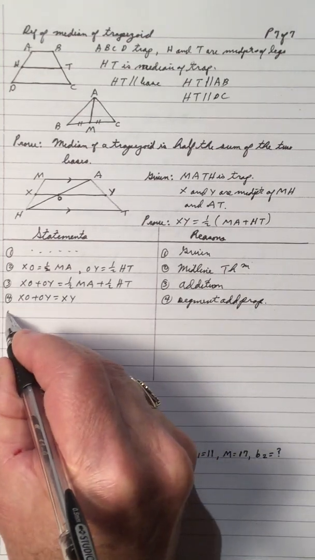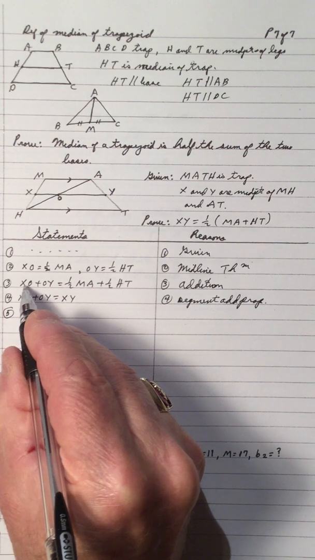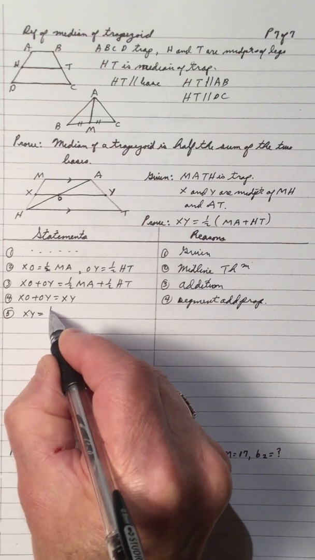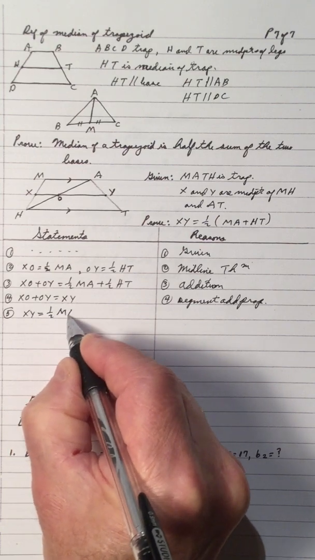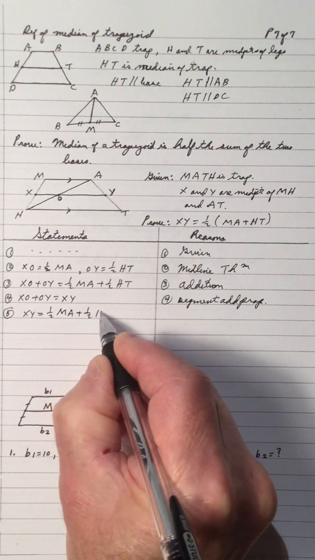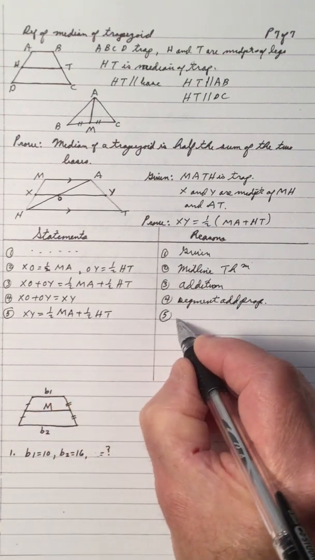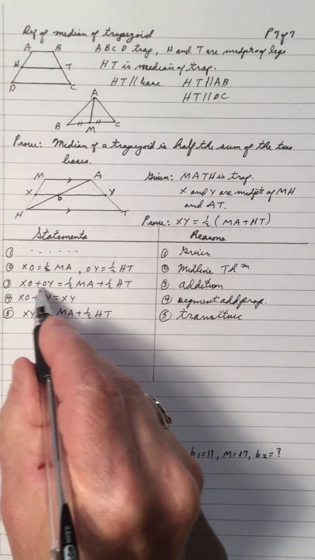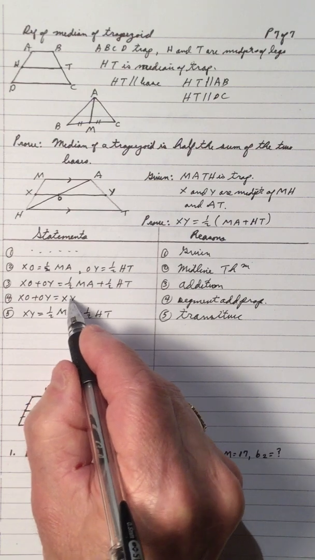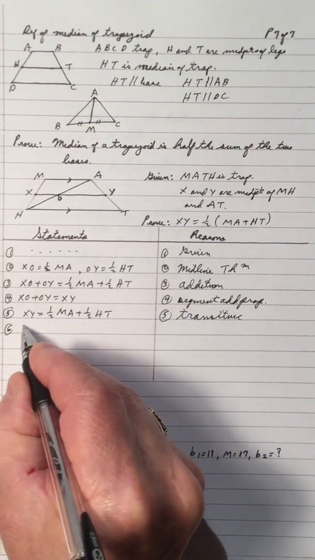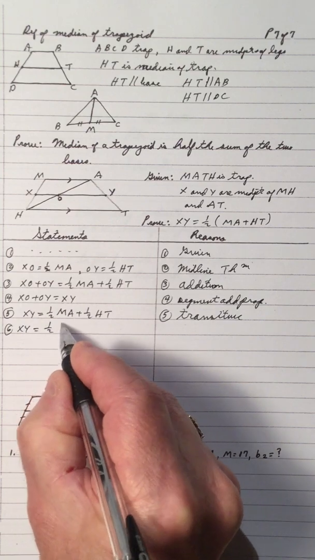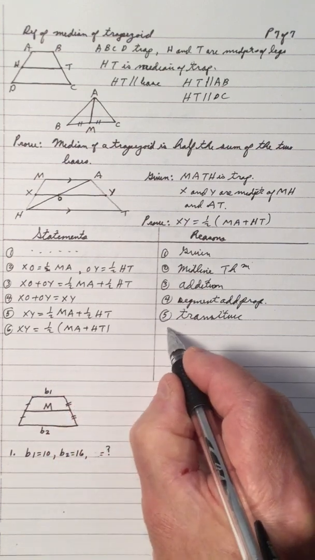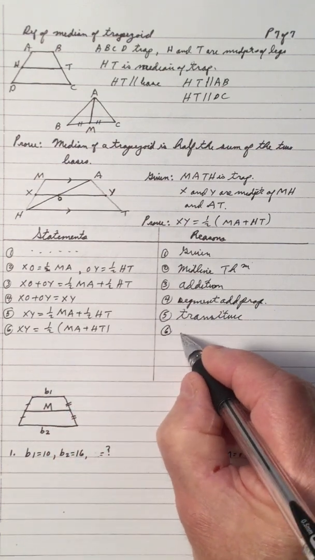And hence, you can see XO plus OY is here and here. That means XY is a half of MA plus a half of HT by transitive. Again, the two of them are here. These two are here. So that means XY must equal these two. That means XY is a half of MA plus HT. And that's the distributive property.